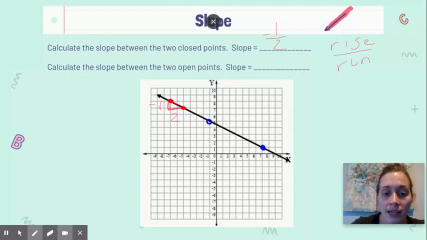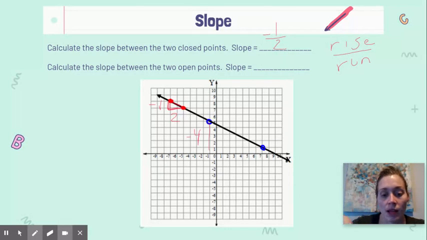And then we're going to count how many do we rise. So again, we have to go down until we're level with the next open circle. If I count, we went down 1, 2, 3, 4 units. So we're going to label our rise as a 4. Since we went down 4, we're going to make it a -4.